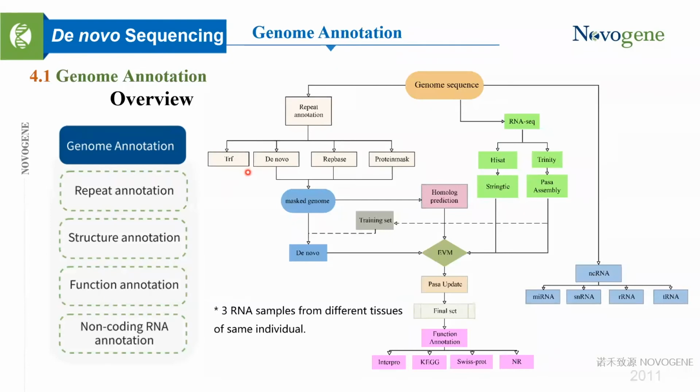And in addition to the de novo assemblies, we also offer genome annotations, including repeat annotation, structure annotation, function annotation, and non-coding RNA annotation, to identify the functional elements along the sequence of the genomes, and thus giving meaning to it. And it's necessary because the sequencing of DNA produces sequences of unknown functions. And the pipeline of it is presented here. We request at least 3 RNA samples from different tissues of the same individual.